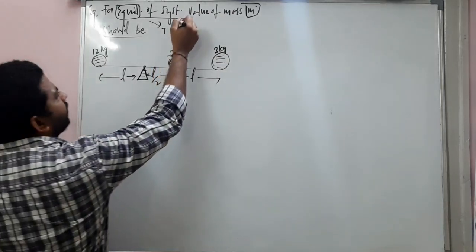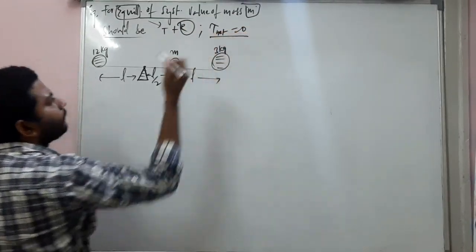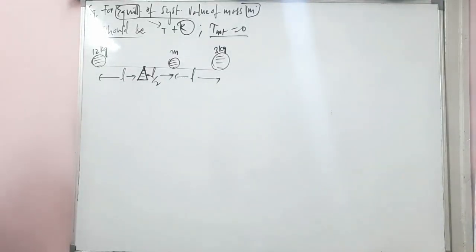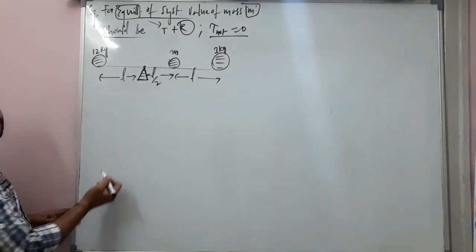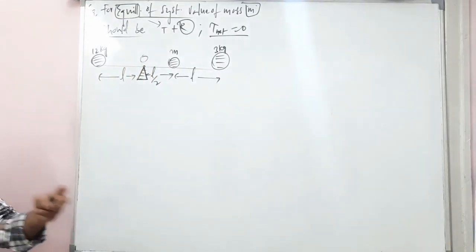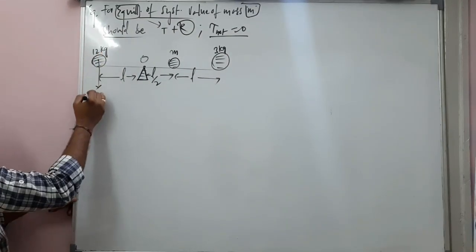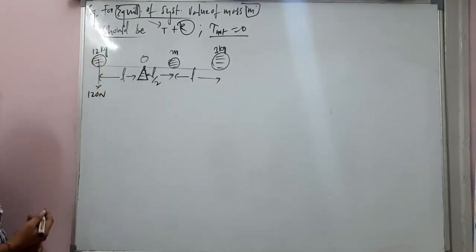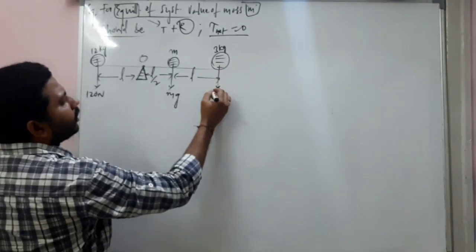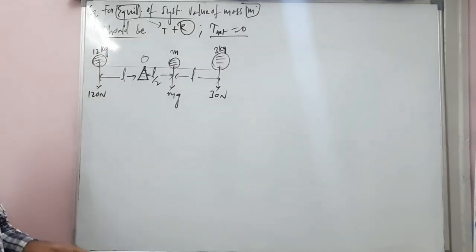So let us take the rotational equilibrium concept. Net torque is equal to zero. Net torque about this axis of rotation, let me say it's a point O. About the point O, net torque is zero. Here there is a force of 120 newtons acting like this. Here the force mg is acting like this. Here the force of 30 newtons is acting like this, my dear students. So now you know how to solve this.